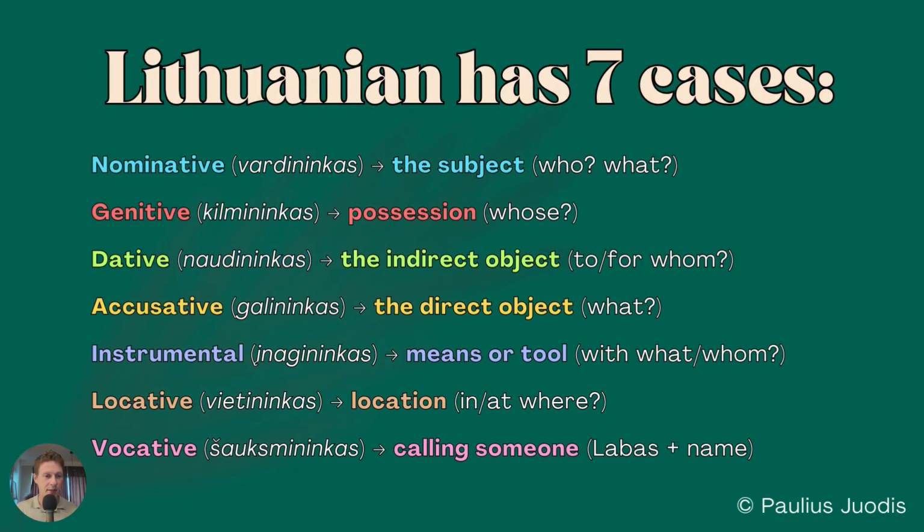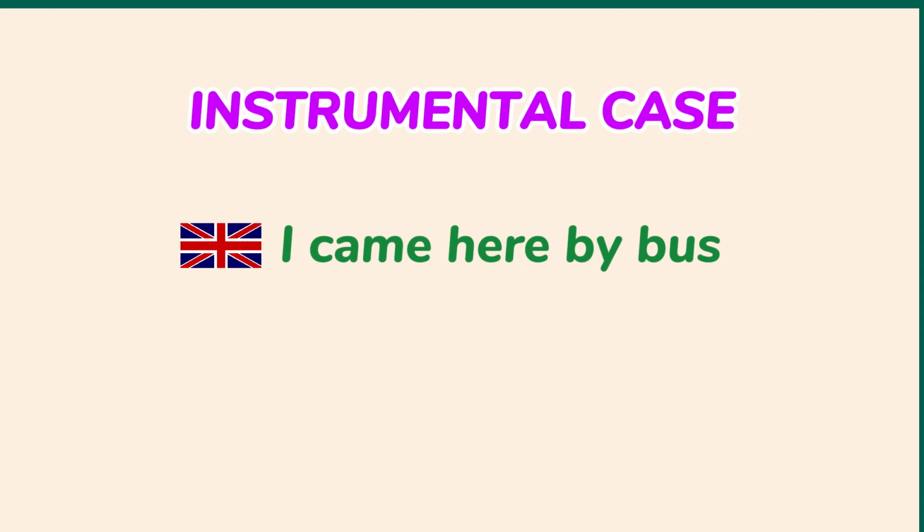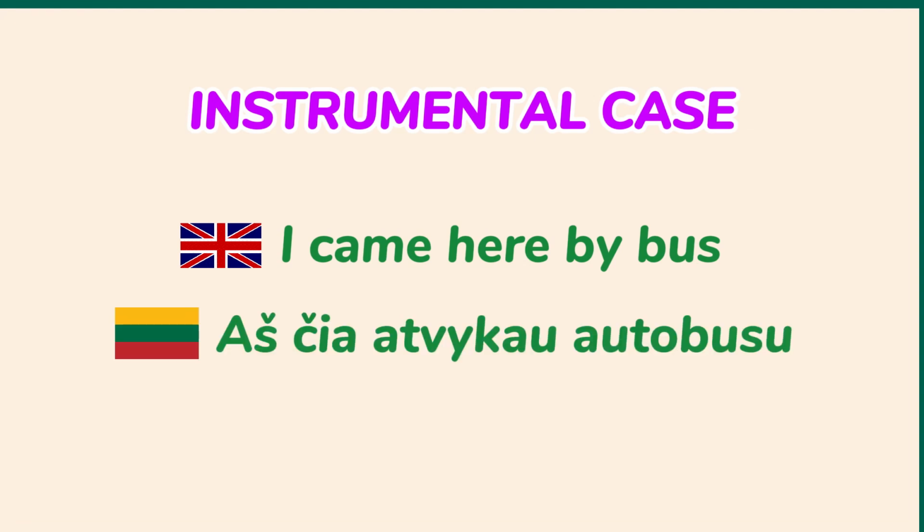Now, the instrumental is used to talk about means or tools. For example, let's say I'm in the office and I want to say that I came here by bus. Aš čia atvažiavau autobusu. So in the nominative, in the dictionary, you will see autobusas with the ending as. But if I just say autobusas, it means bus. In English, we say I came here by bus. We have a preposition plus the object.